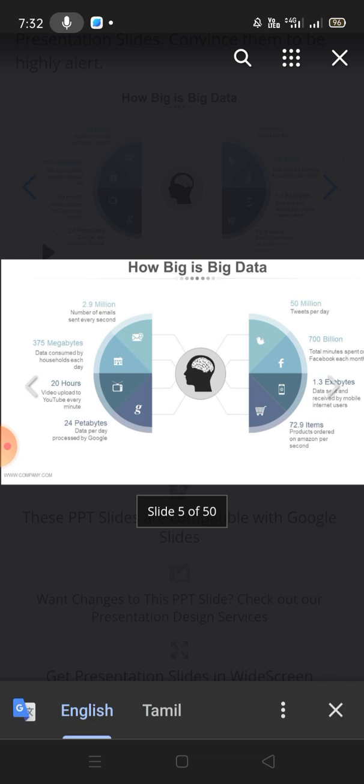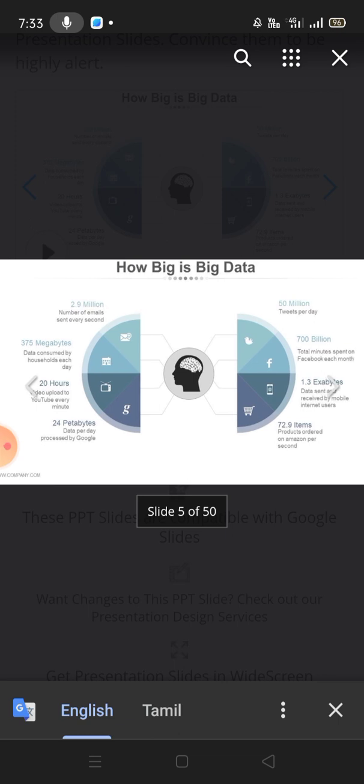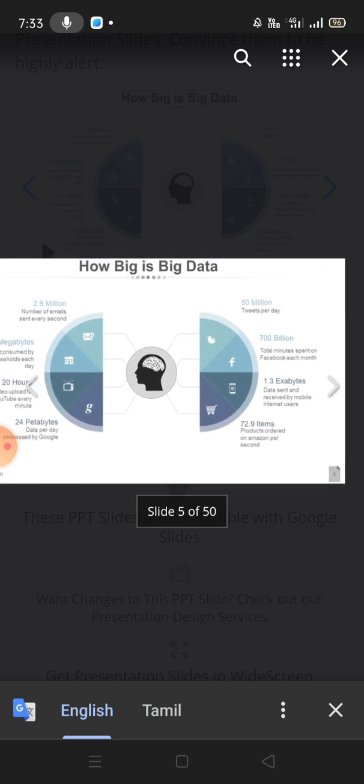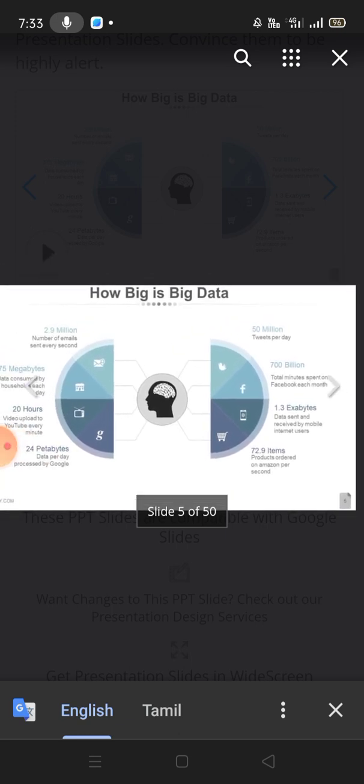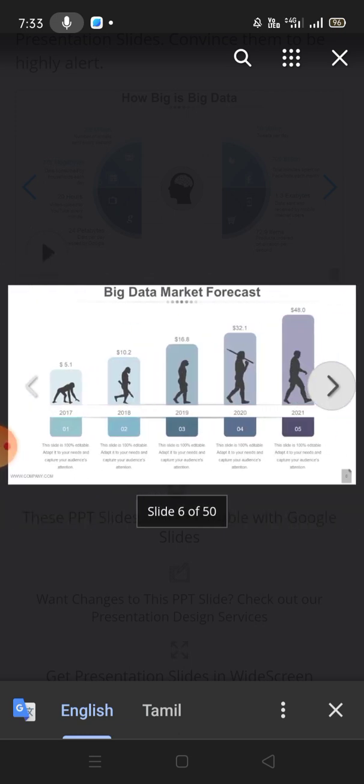20 hours of video are uploaded to YouTube every minute. 24 petabytes of data per day are processed by Google. So this data is stored in a place called big data. That's why normal data is called big data.